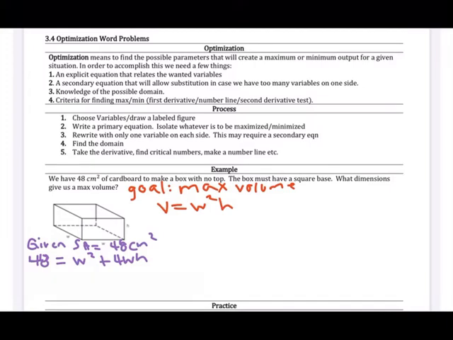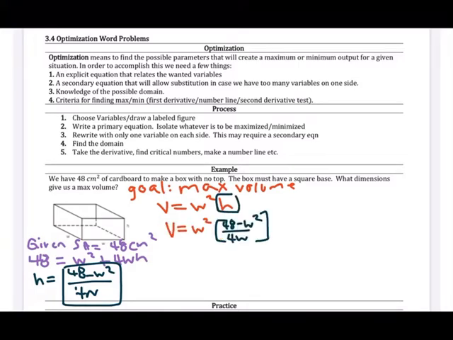Now we want to have one equation with volume on the left and everything else in terms of one variable, so I'm going to take this surface area equation and solve for H so that I can substitute that into my volume equation. If I solve for H, I get H equals (48 minus W squared) over 4W, and I'm going to substitute this expression in for H in my volume formula. Then I'm going to simplify this. So I get volume equals 12W minus 1/4 W cubed.